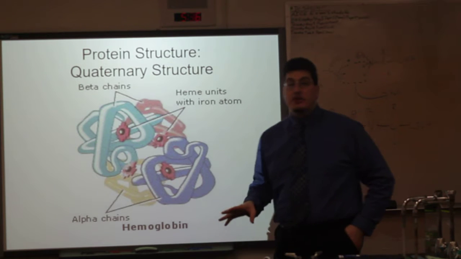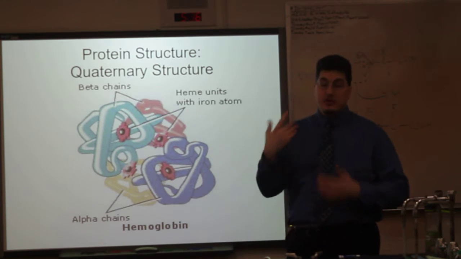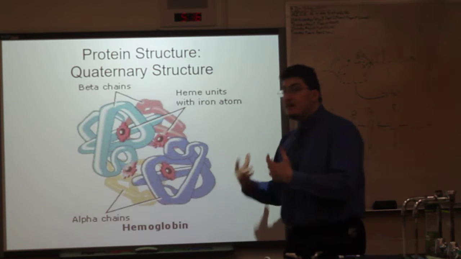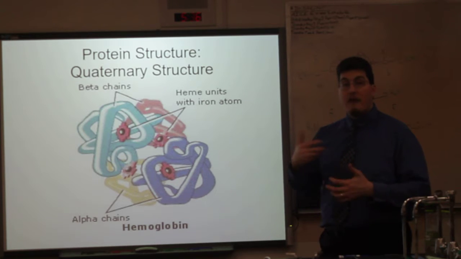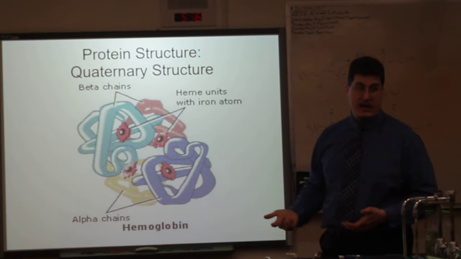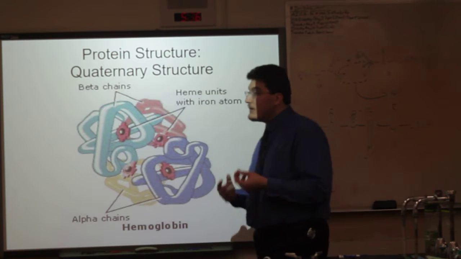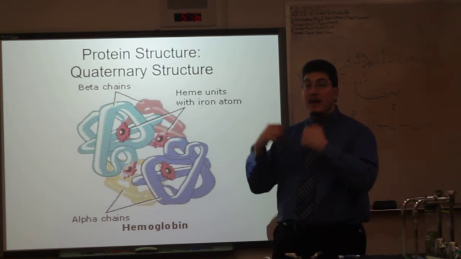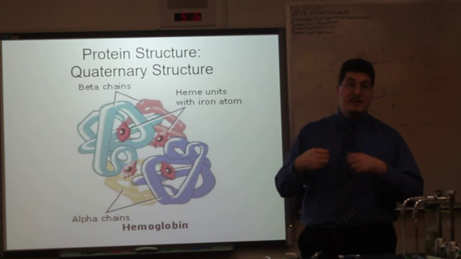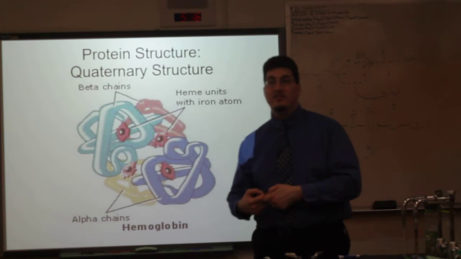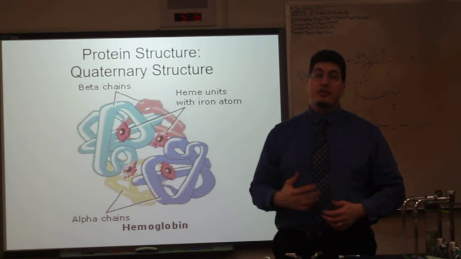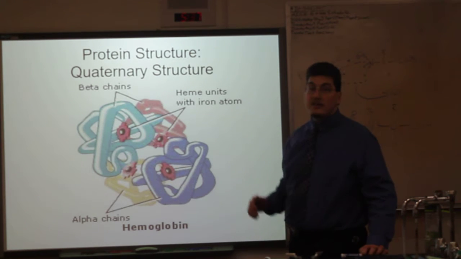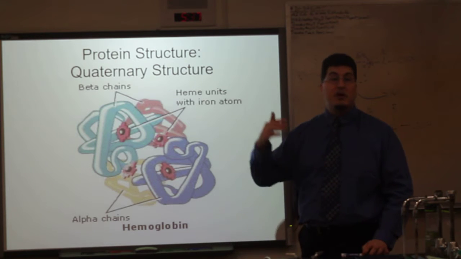So, a quaternary structure is the step above tertiary structure. Your tertiary structure is going to be the 3D conformation of a single polypeptide chain. A quaternary structure is going to be the combination of multiple 3D conformations of single polypeptide chains into one overall 3D conformation of multiple polypeptide chains. So a quaternary structure is the 3D conformation of multiple polypeptide chains.